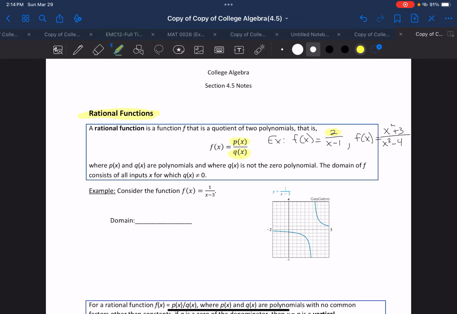And of course, the function in this notation is p of x divided by q of x. Those are just two different polynomials. The denominator q of x is not the zero polynomial because we cannot divide by 0. And then the domain of rational functions, which is all the x values that we're allowed to plug into the function, would consist of all inputs for x for which the denominator is not 0. So x can be all values except for the value that makes the denominator equal to 0 because we can't divide by 0.